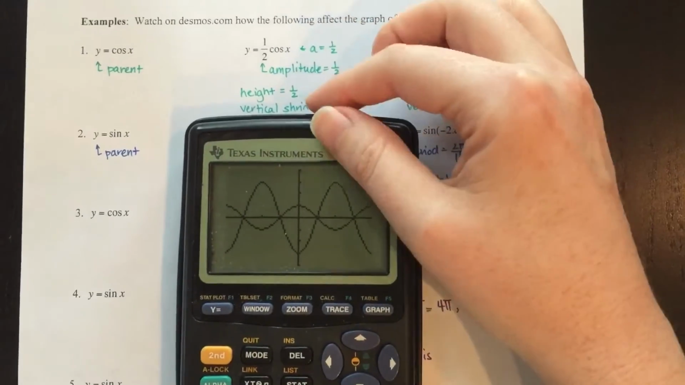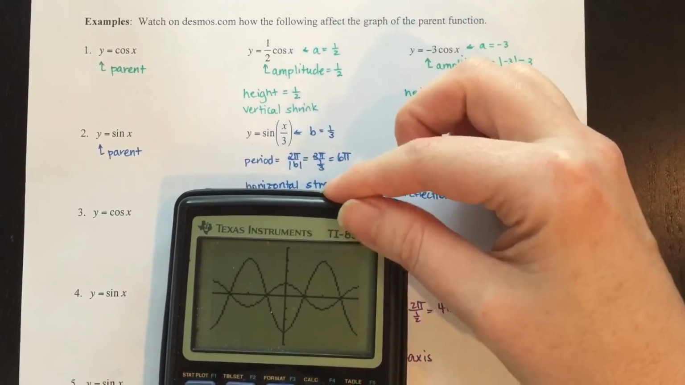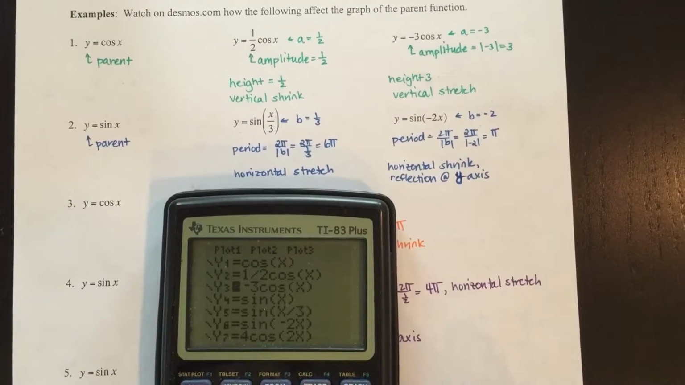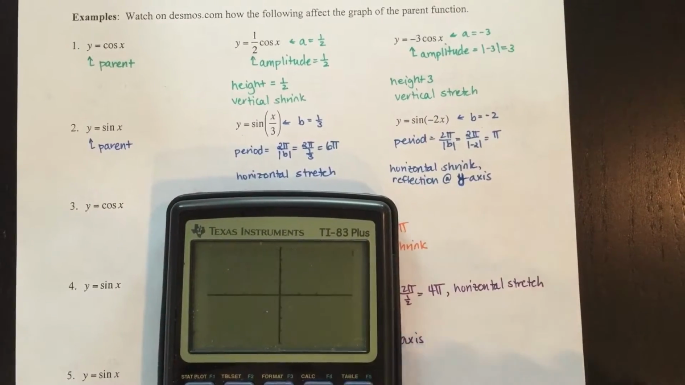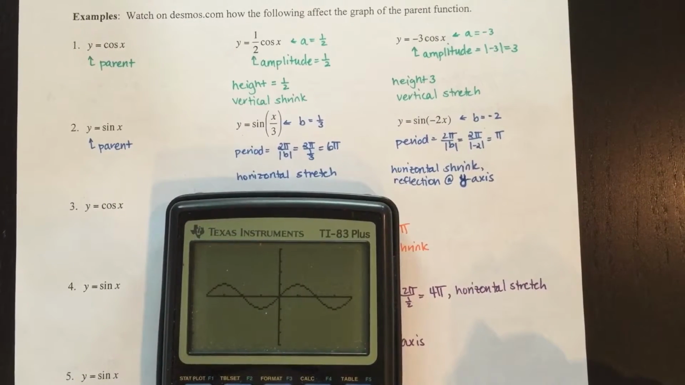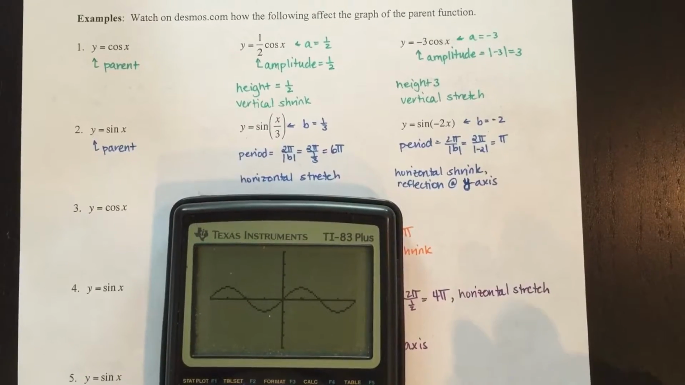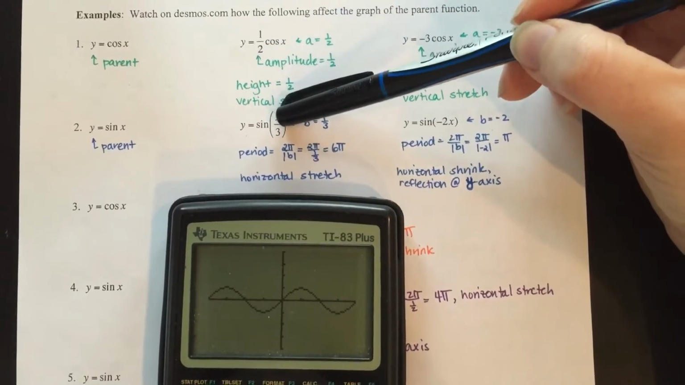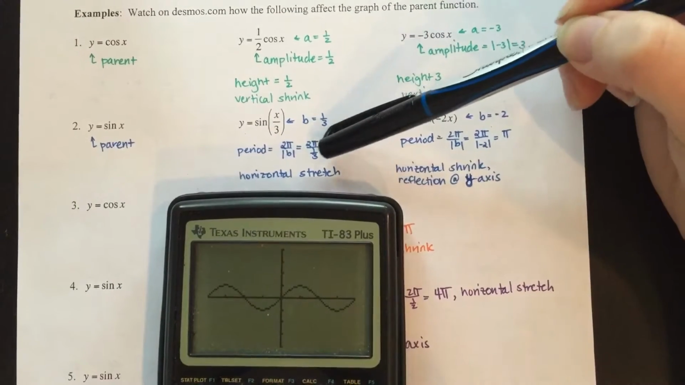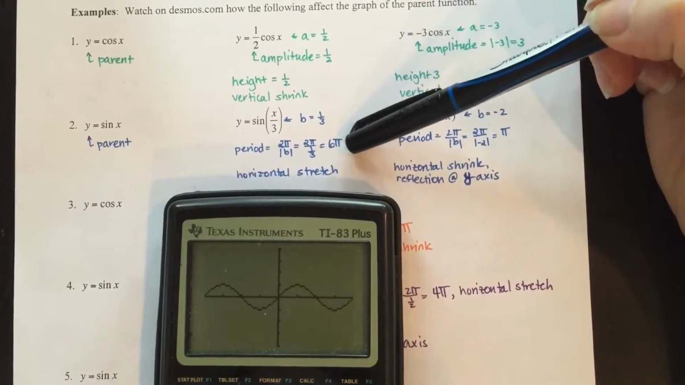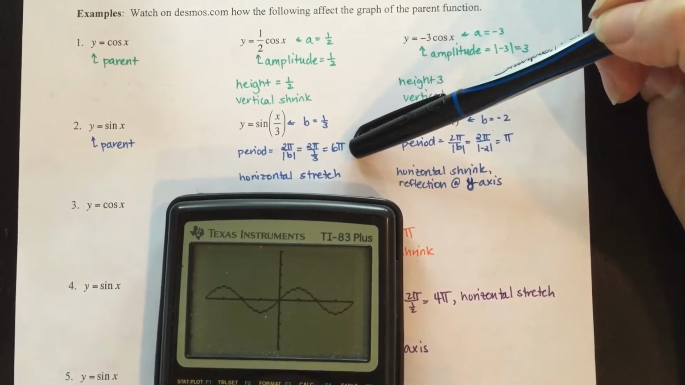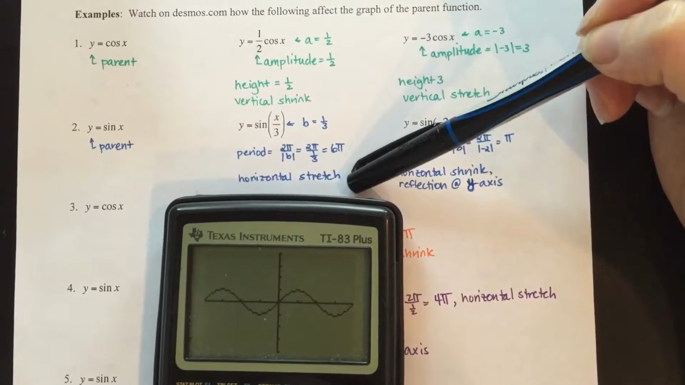Okay, let's look at what happens to this sine parent when I make some changes to that. So here's our parent sine, the one you should know. And we're going to see how changing the inside value affects it. So here, our b value is 1/3. So if I do the computation for the period, 2 over 1/3, multiply the top and bottom by 3, I should expect that it's actually going to take 6 pi in order for my graph to complete one full period. This is a horizontal stretch.